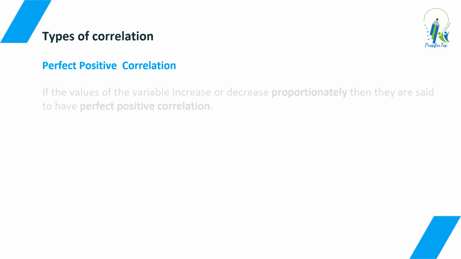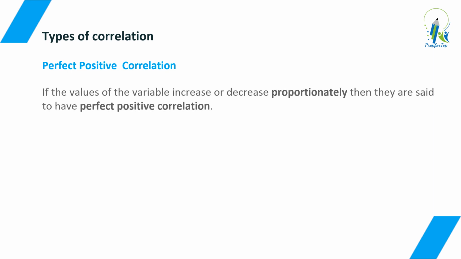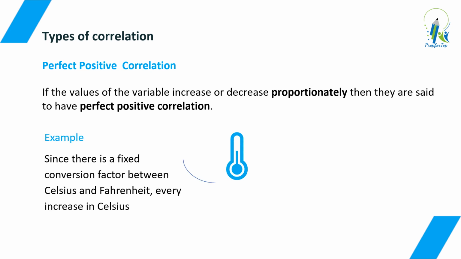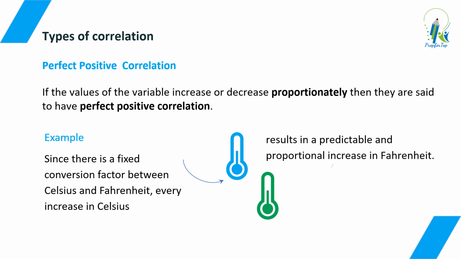Perfect positive correlation. If the values of the variables increase or decrease proportionately, then they are said to have perfect positive correlation. Example: since there is a fixed conversion factor between Celsius and Fahrenheit, every increase in Celsius results in a predictable and proportional increase in Fahrenheit.